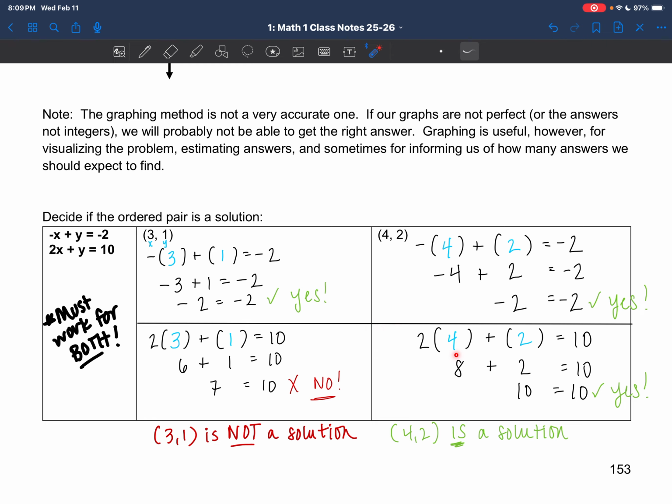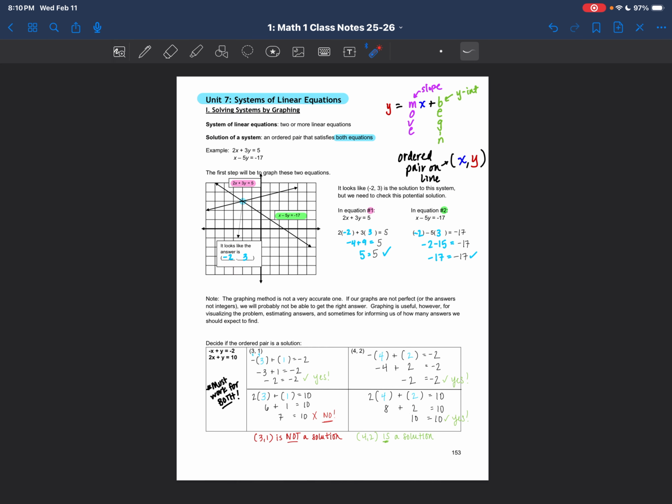So we're going to do the same thing, substitute in your x. We're going to substitute in your y. Get 8, bring the 2, and then you got 10 equals 10. So since this works for both, it is a solution. So remember, it must work for both or for all the equations.